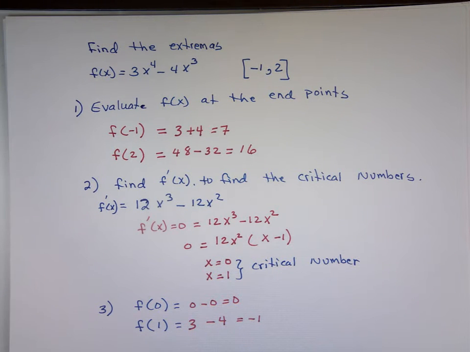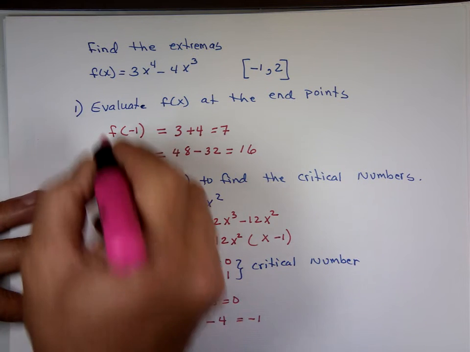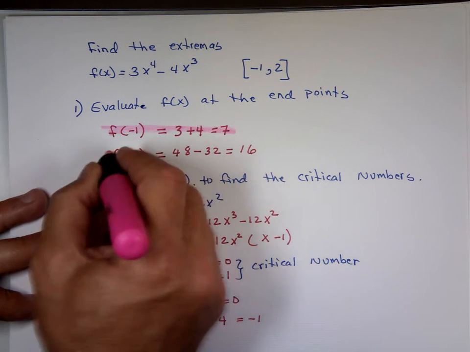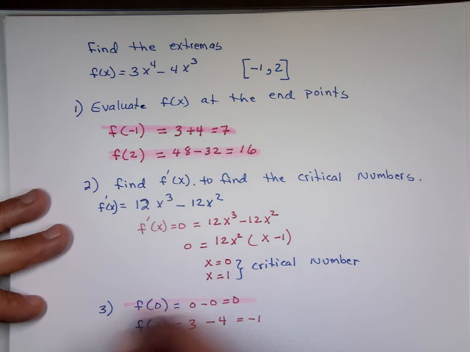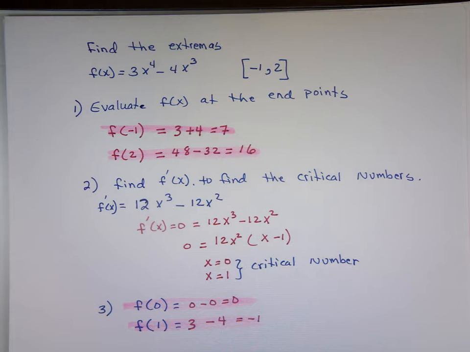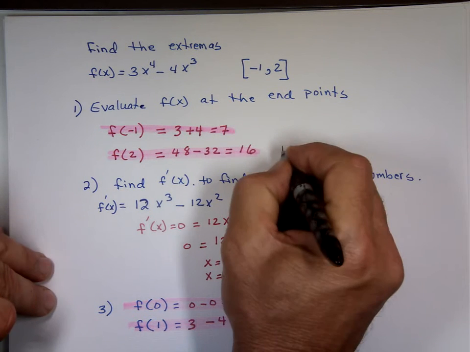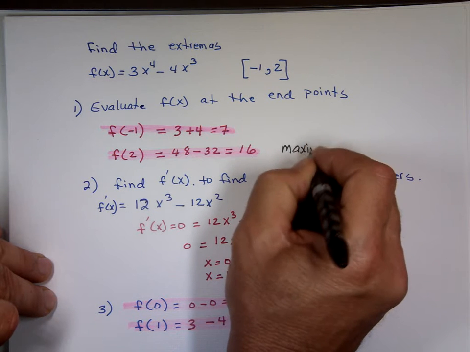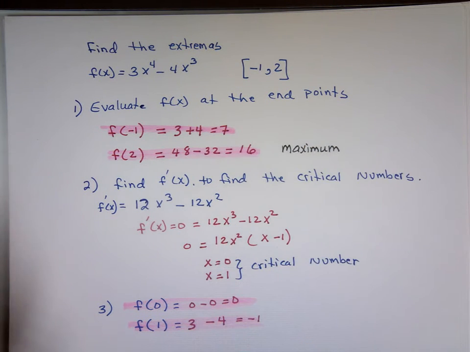Now, I hate to write over this and smudge it there, but out of these 4 values, can you see the 4 numbers? Which one is the biggest number? 16, right? That's your absolute max. That's your maximum value. It's actually the absolute maximum. That's the biggest value. Which one is the smallest number? -1, that's your minimum value.